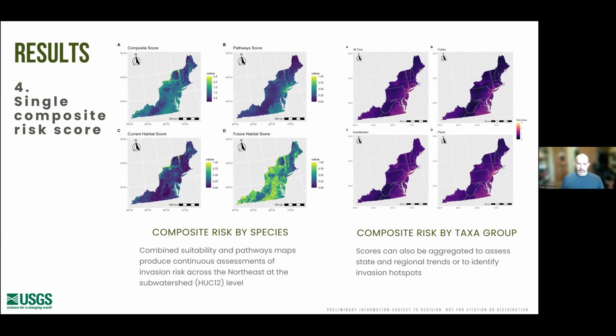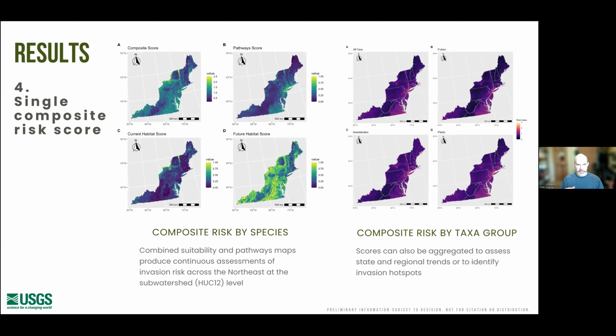So I'm just going to highlight a few ways of looking at what these results look like. On the left here, we have this four-panel map of the final composite score, and then these components. I believe this is for European frogbit, just an example species of how different these components look, and then what it looks like when they're combined.